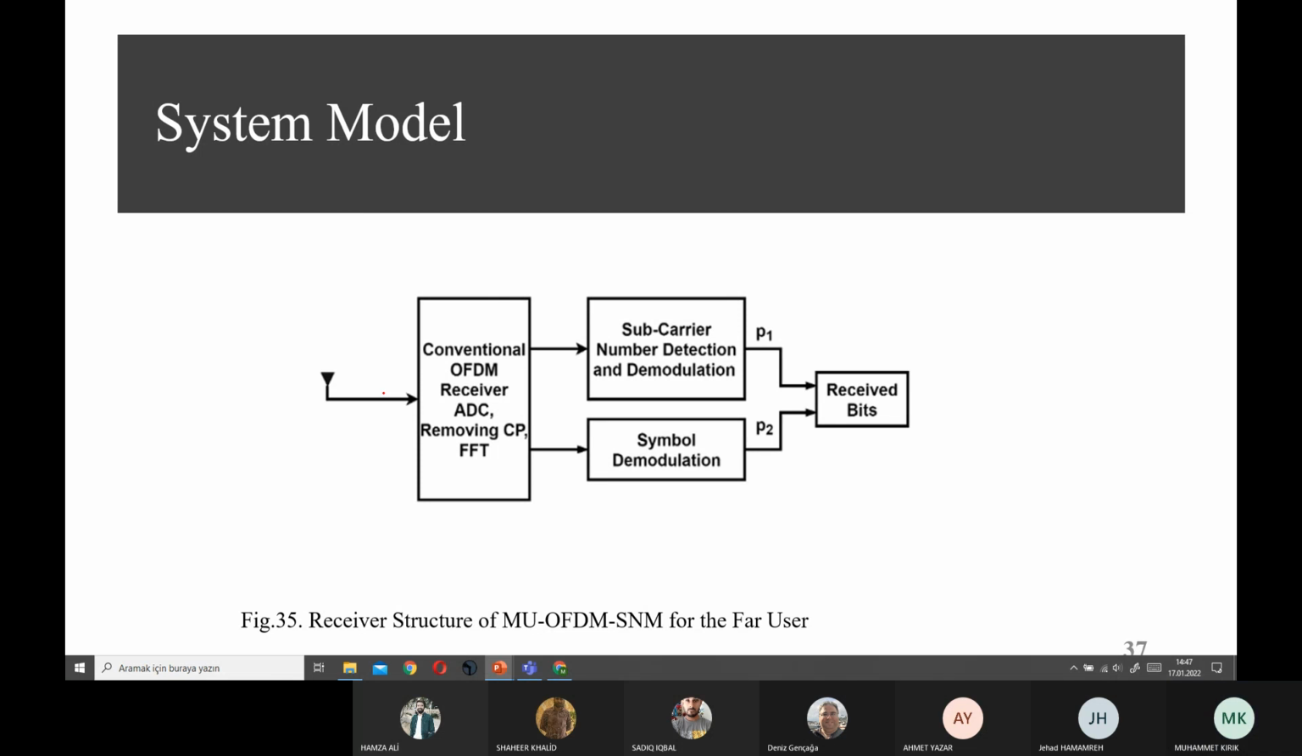And the detection on the far user reception side is similar to the conventional MIMO-ANM, but we are using the OFDM receiver in this case. So we are basically doing the analog to digital conversion, removing the cyclic prefix, and performing the fast Fourier transform. And after that, we are demodulating the subcarrier numbers and the transmitted symbols separately, and eventually we come up with our received bits.